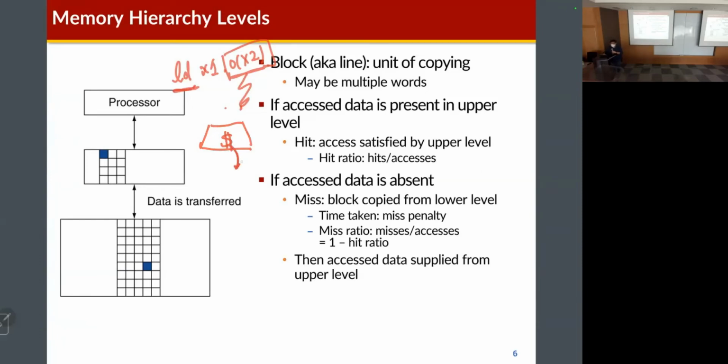I frequently use this $ sign for the cache, because the pronunciation of cache is the same as cash, which means money. So I frequently use this $ sign. Actually, many people use the $ sign for the cache memory.